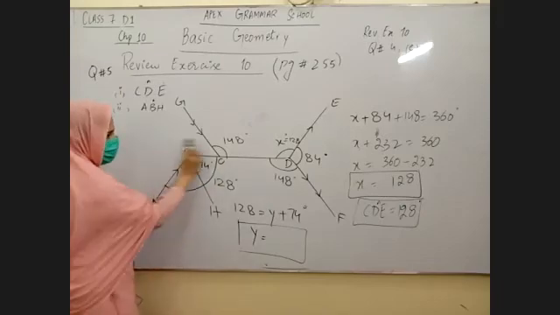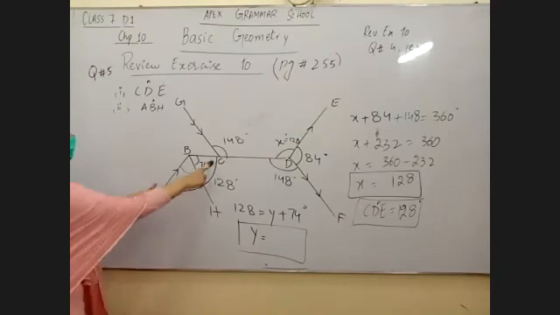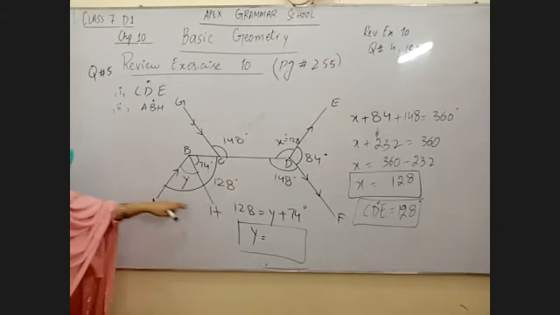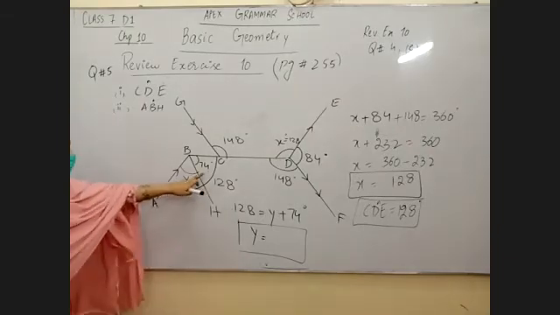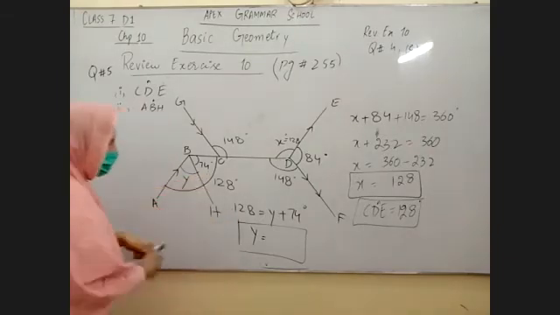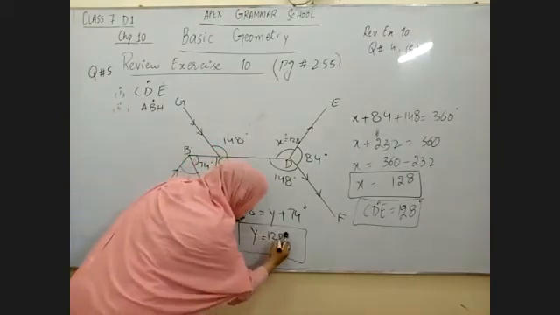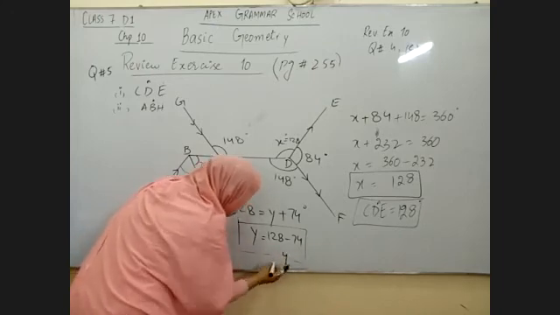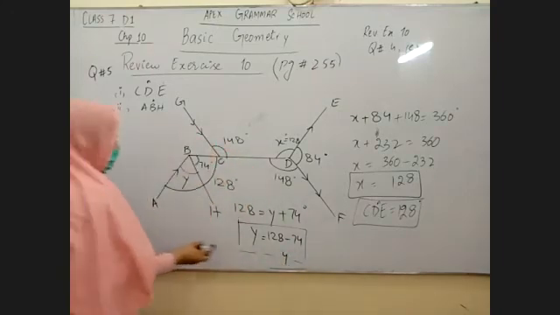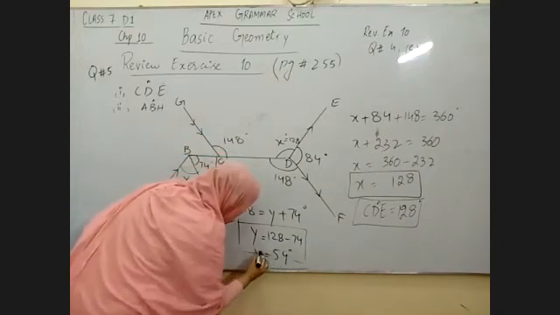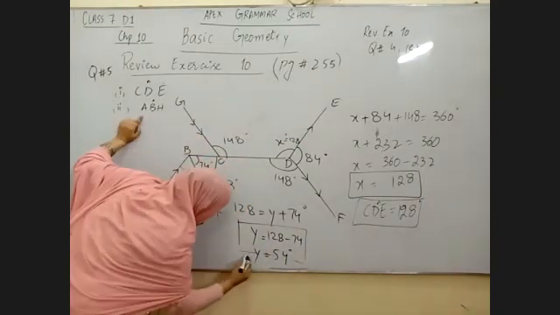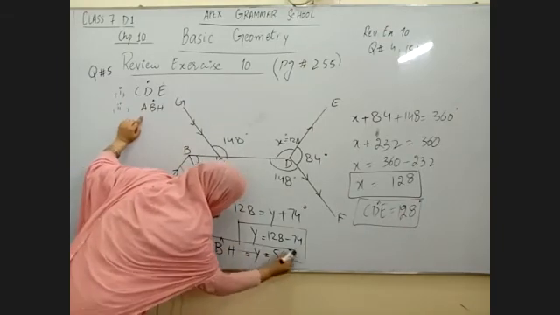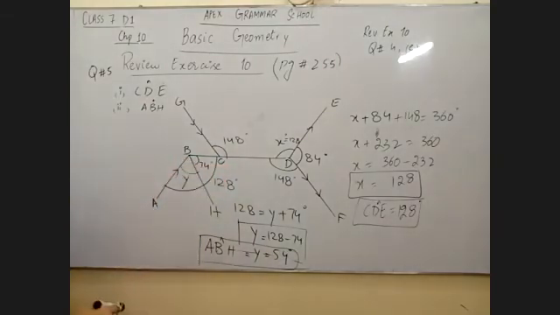Because AB and DE are parallel, this complete angle will be vertically opposite to this x, which is 128. So 128 will be equal to y plus 74 degrees. You have to find the value of y, which will be 128 minus 74. 8 minus 4 is 4, 12 minus 7 is 5, so 54. That is your value of y, and y was ABH. I have already solved it, so ABH, y, is equal to 54 degrees.